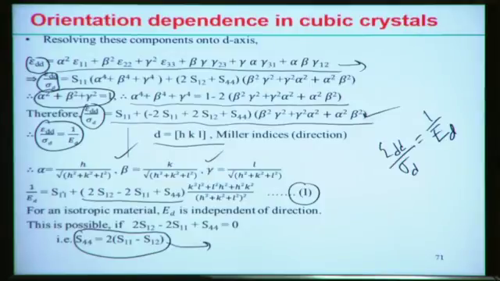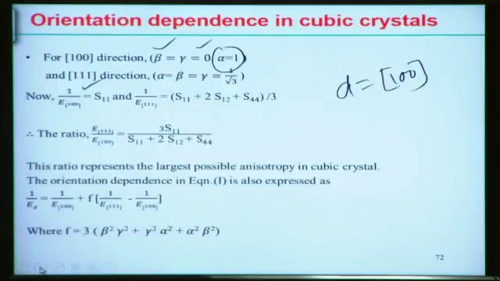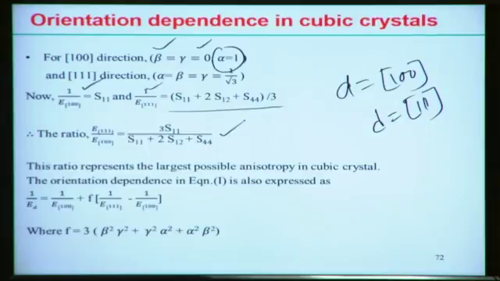So 1 by E 1 0 0 is basically S in terms of S11 only. Similarly, if we put D equal to the 1 1 1 direction, then we can find out 1 by E T in terms of S11, S12 and S44. So that ratio E111 by E100 can also be represented by this. This ratio actually represents the highest, largest possible anisotropy in a cubic crystal.